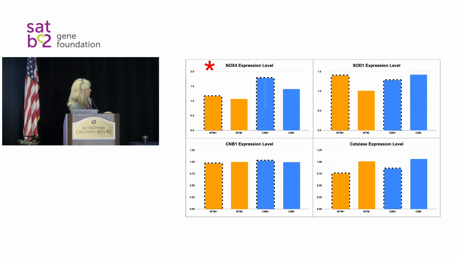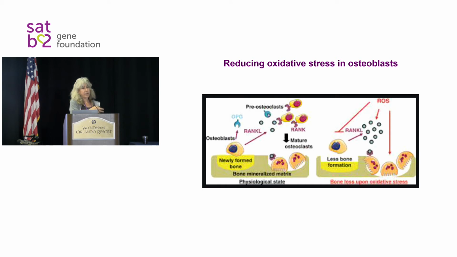However, with this one specific gene, NOX4, we do see a difference. We see that it's normally elevated in the SATB2 mutant versus wild type, but then it becomes even more elevated when we stress the cells. And so this is helping us identify specific components of the oxidative stress pathway that we might be able to target. And this is something that we're trying to explore.